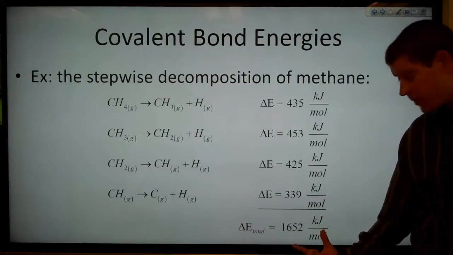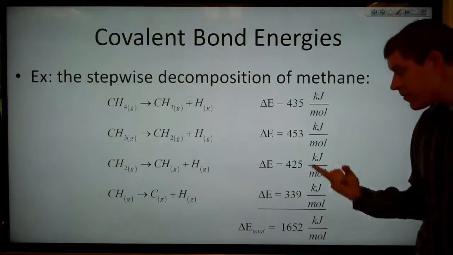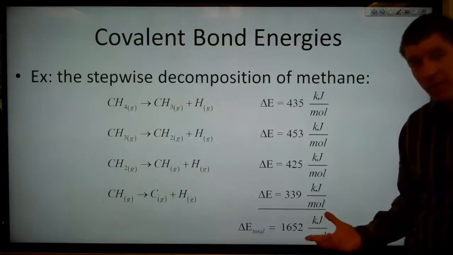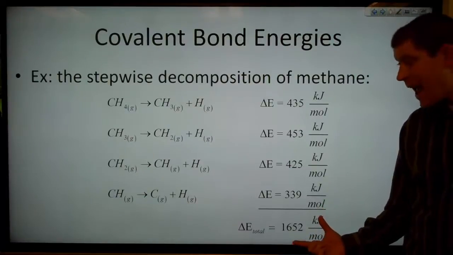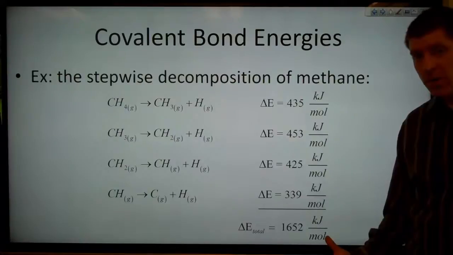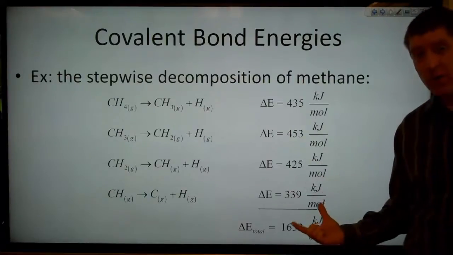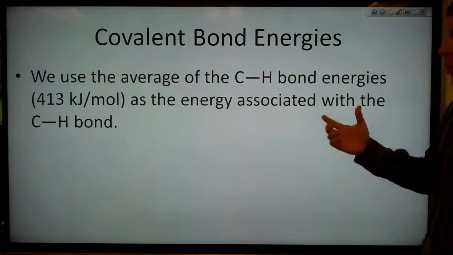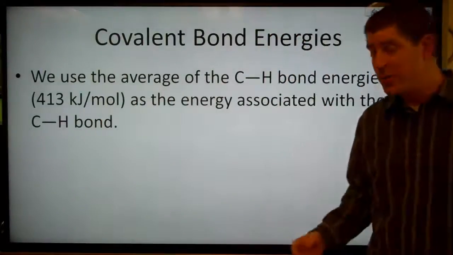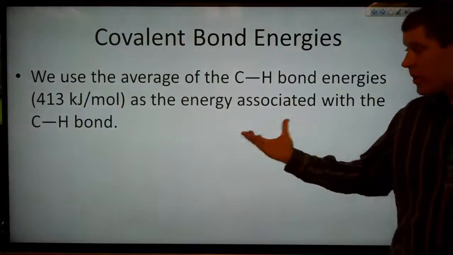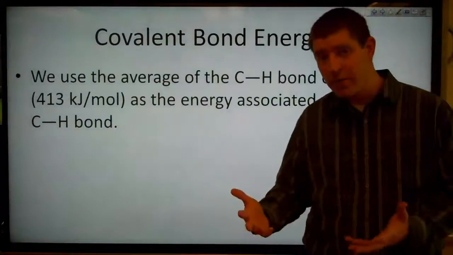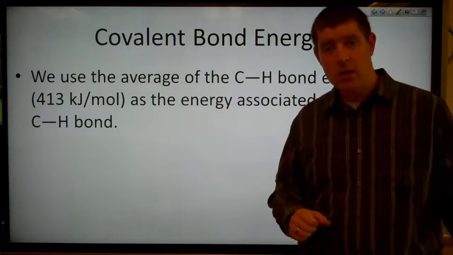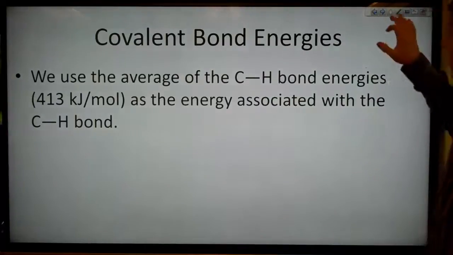I discussed this in the last video, but it's different for each hydrogen that we're pulling off. So this 1652 divided by 4, 413, is an average for pulling off these four. But none of those four actually takes 413 kilojoules per mole of energy to take off. So we use this average 413 kilojoules per mole as the energy associated with the carbon-hydrogen bond, but it's really just an average. And again, it depends on what else is bonded to the carbon and hydrogen.